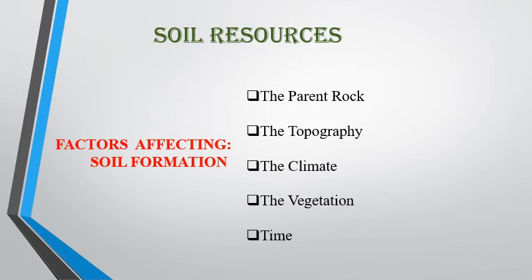Last one, students, time. Time gives maturity to the soil. Although soil is a renewable resource, it takes thousands of years to develop a very thin layer of soil on the earth's surface. That means, students, for the soil formation process, a long period of time is required. For example, the Nile Delta and the delta formed by the Ganga and Brahmaputra rivers have very deep and fertile soil. It required a lot of time. So students, these factors affect soil formation.